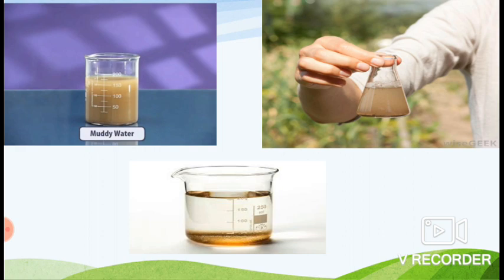We can see 3 glasses, student. First one is muddy water. Second one, the water which is held in the hand of a person. You can see it is a little clear. And then the third one is much clearer than the first and second. What we see is the particles of soil sink in the water and they form a layer or sediment at the bottom. But twigs and little rubbish, they float on the water.